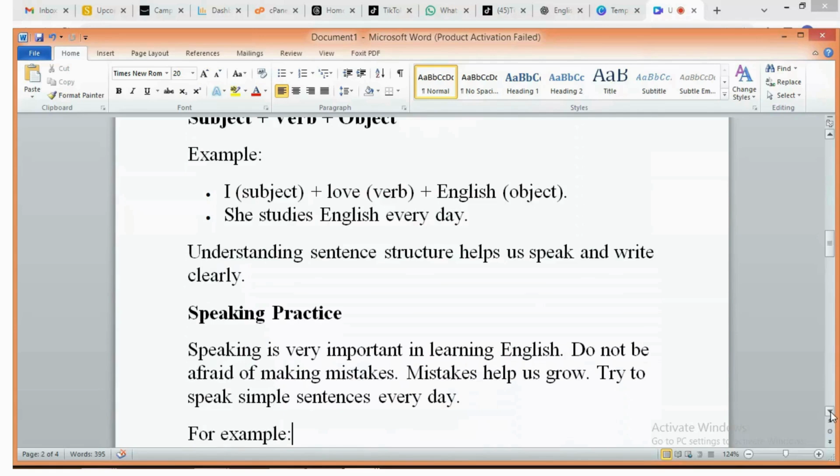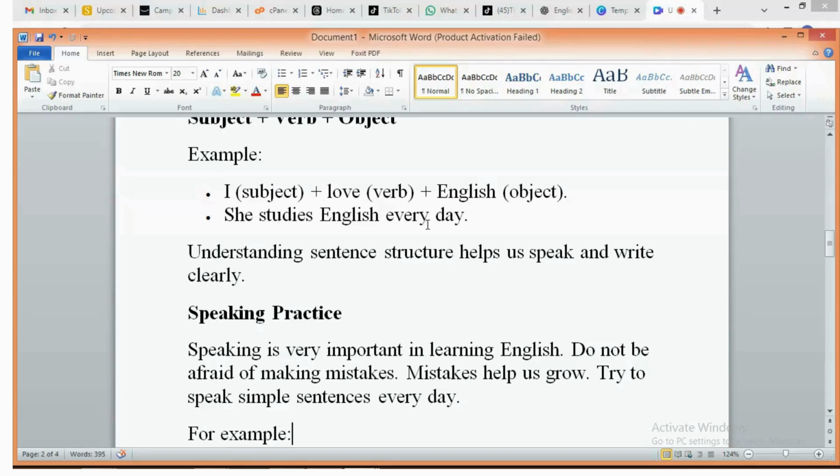Example. I, which is subject. Love, which is verb. English, which is object. Meaning, you can say, I love English. I stands for subject. Love stands for verb. English stands for object.